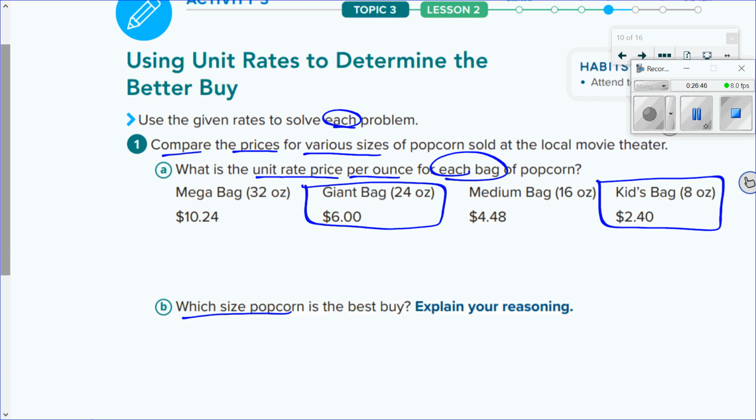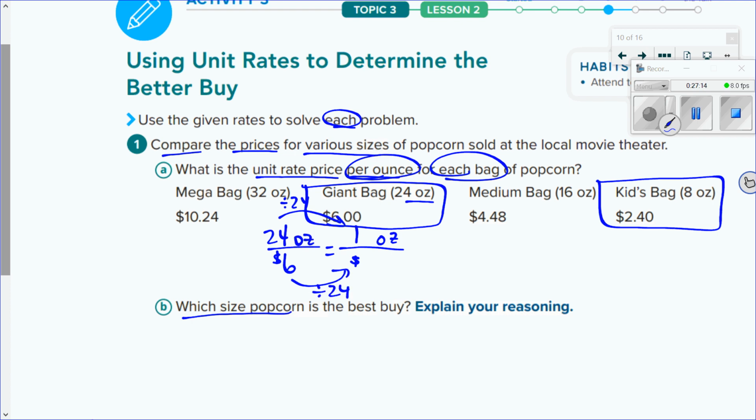Go. So these are set up just the way we've been doing it, guys. We always start with what went first. So what's first? 24 ounces. Guess what goes on top? 24 ounces. What's second? $6. So what goes second? $6. Here's your key. What am I trying to find? Per ounce. So I know that this is my 1. Correct? How do I go? 24 to 1. Divide by 24. So guess what I'm doing to 6? Dividing by 24.